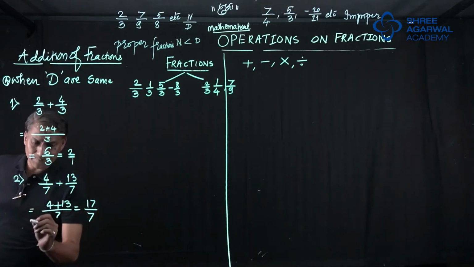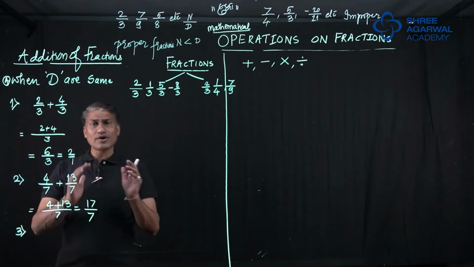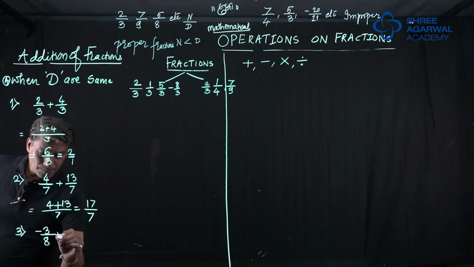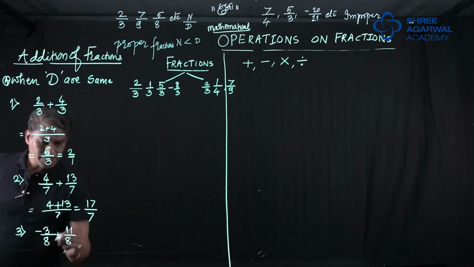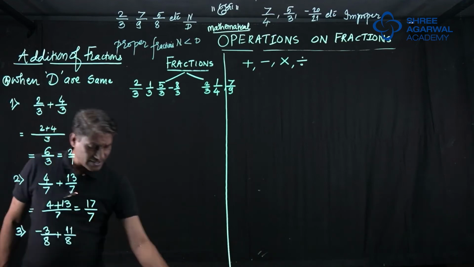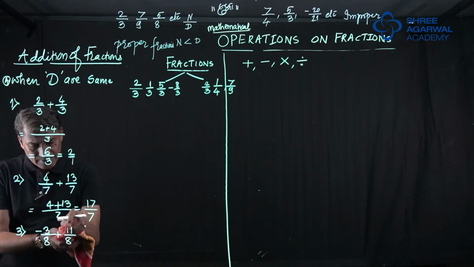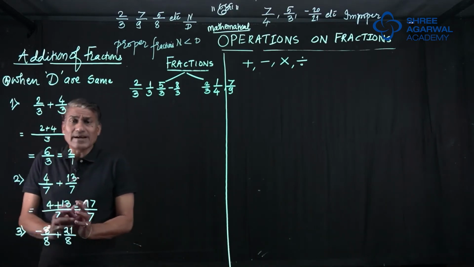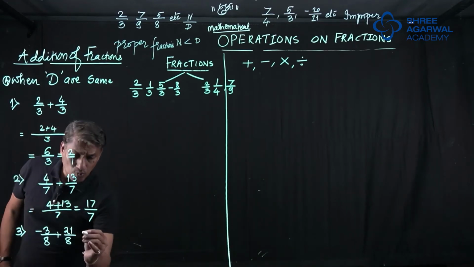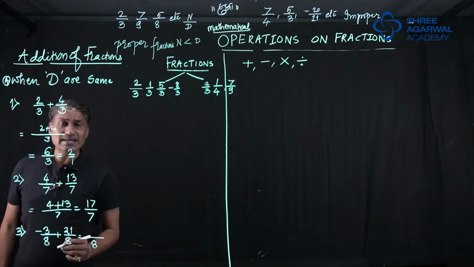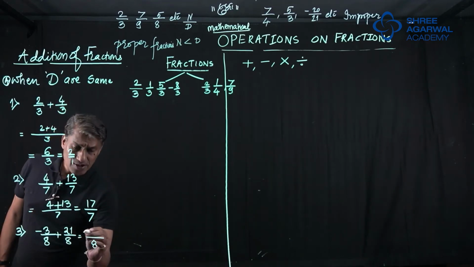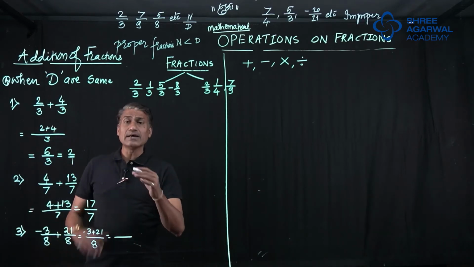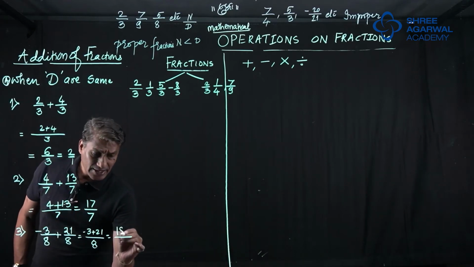Let us take one more example, but here I would make a small difference. I will say minus 3 upon 8 plus 11 upon 8. I will change this 11 upon 8 to 21 upon 8. Now because the denominators are same, as we saw in this rule, the LCM is going to be same, that is 8, and we simply add the numerators: minus 3 plus 21 means 21 minus 3, which is 18, so 18 upon 8.